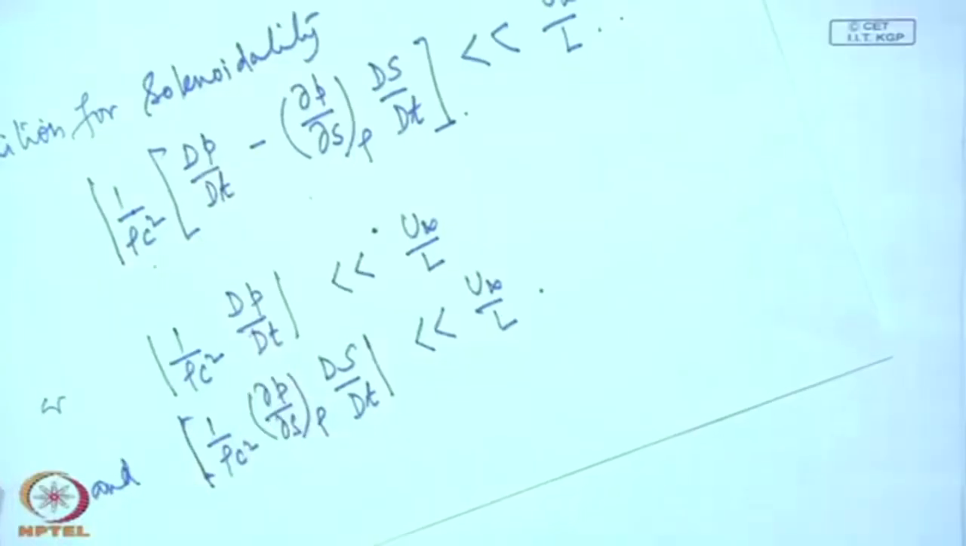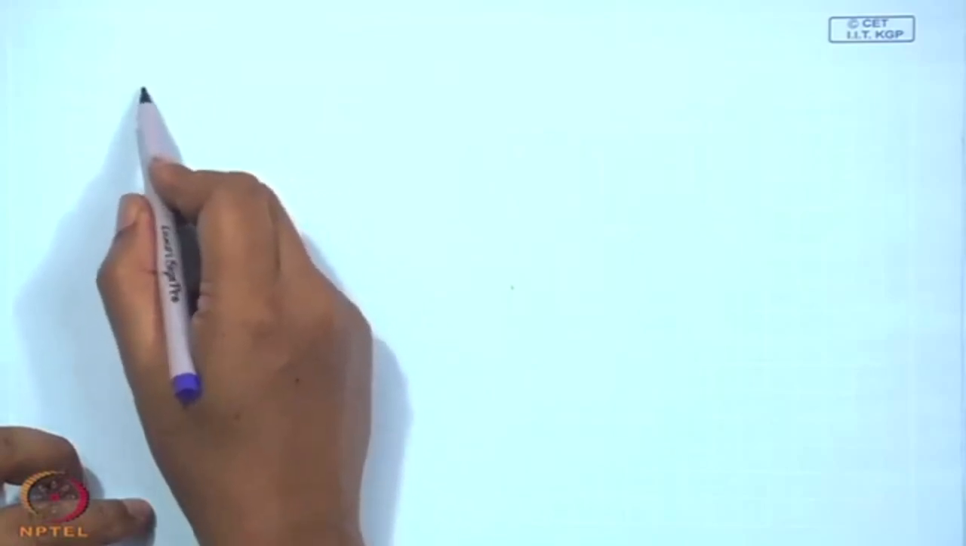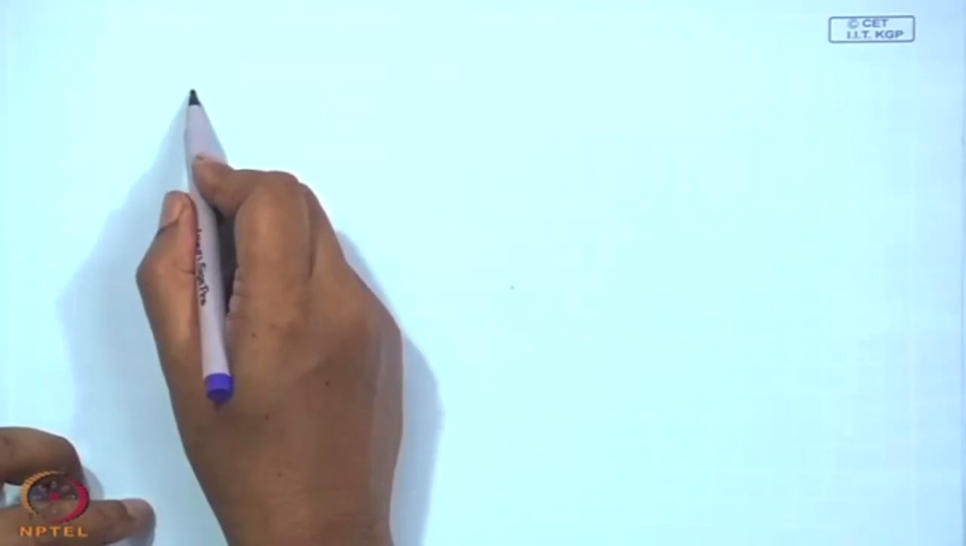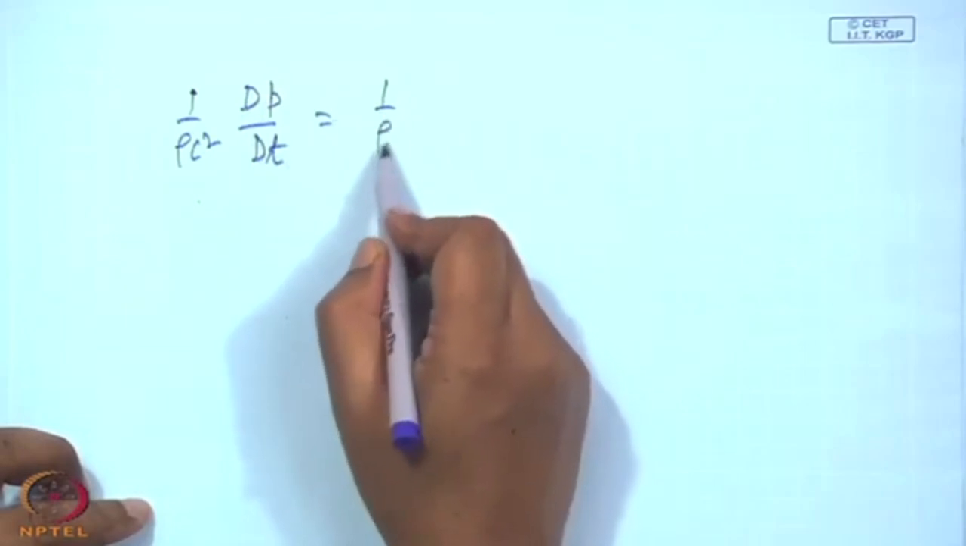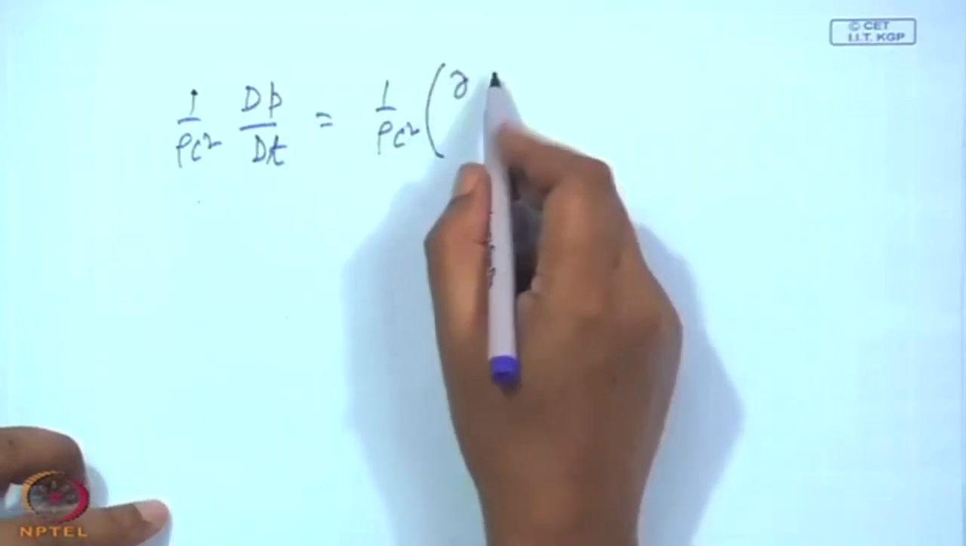Now, let us see what each of these terms implies, or what each of these means. For that, let us try to find what dP dT is. Let us get it from the equation of motion. We have to find this first term, dP dT. How can you write dP dT? 1 by rho c square dP dT is this.